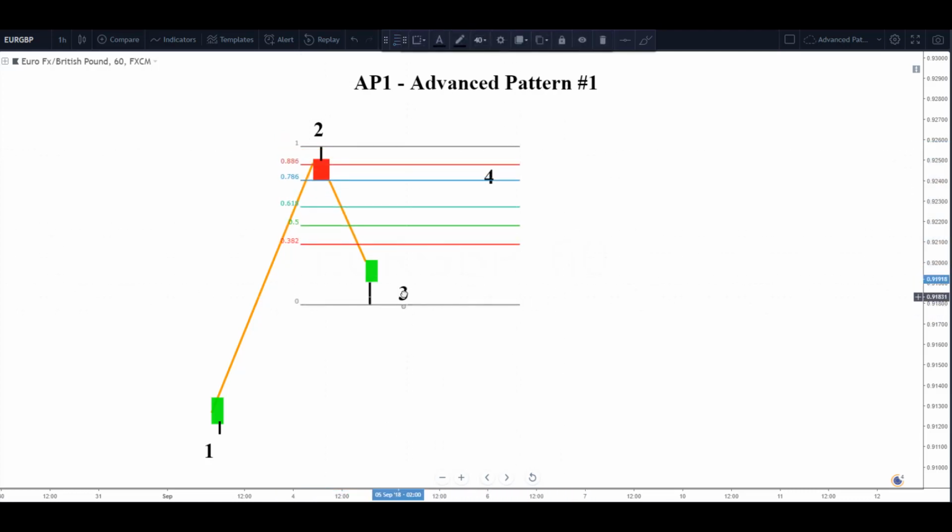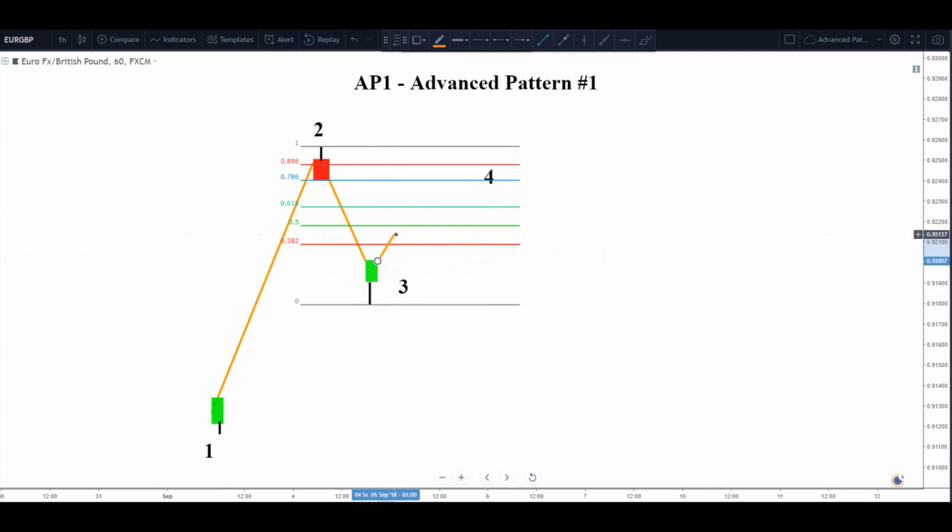Once we have that Fibonacci retracement pulled, what we're looking for out of this market is at least a 382 retracement, our red line right here. A 38.2% retracement of 2 down to 3 for the bullish form of this pattern is what we're looking for for point number 4. So let's go ahead and draw that in as point number 4. Market comes up.